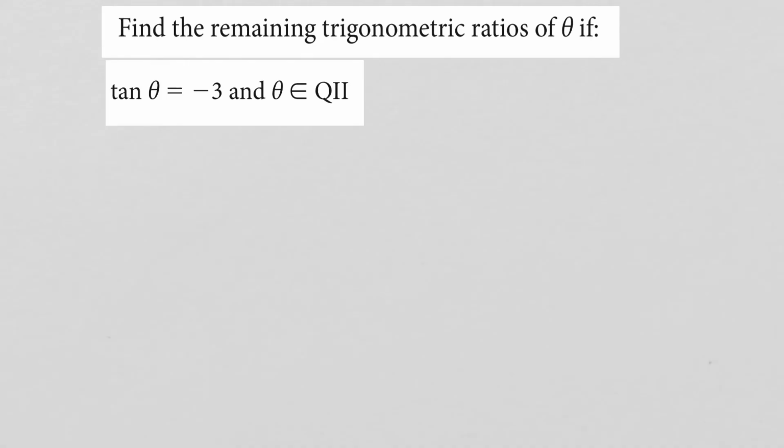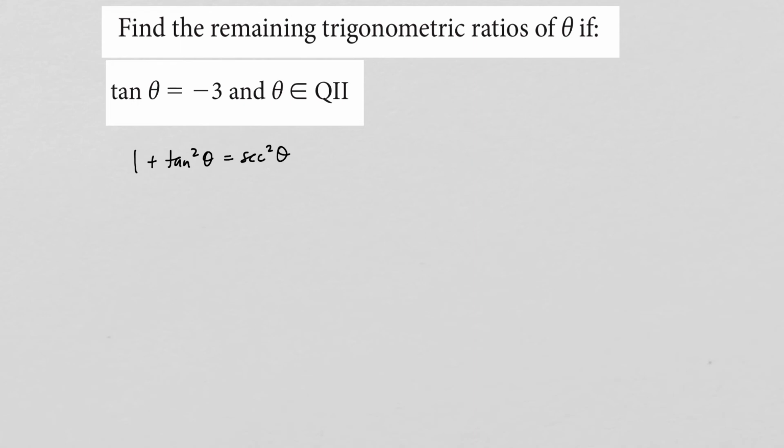In this next example, we are given that tangent of theta equals negative 3, and theta belongs to quadrant 2. And once again, we want to find the remaining trigonometric ratios of theta. So when you start with tangent, one thing that we can get right away is secant. The reason for this is because we know that 1 plus tangent squared of theta is equal to secant squared of theta.